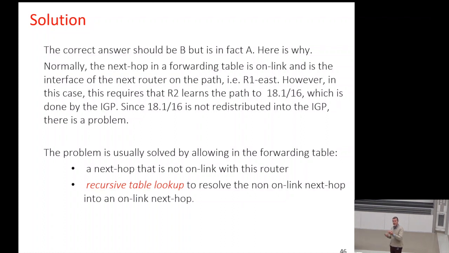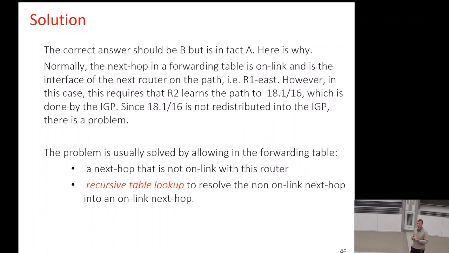Well, because of avoiding redistribution, all the stuff, things have emerged to be a bit different. And today, what routers do, they allow to write as next hop something that is not on link. And why is that? That's because of BGP.